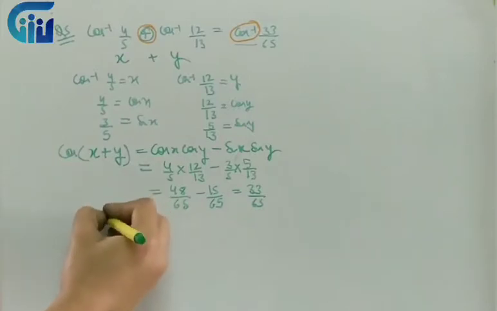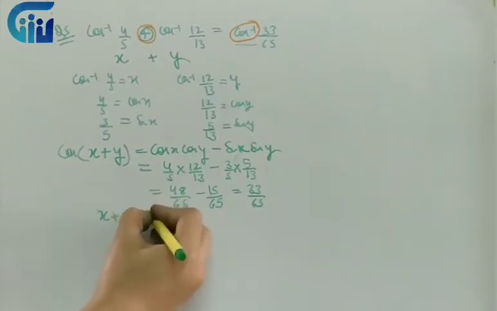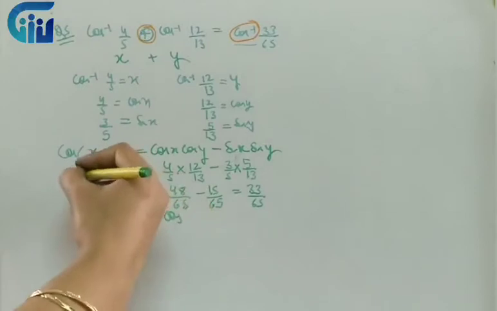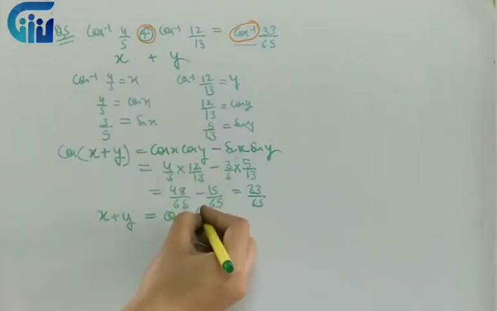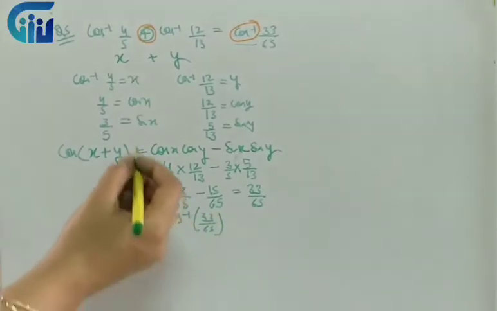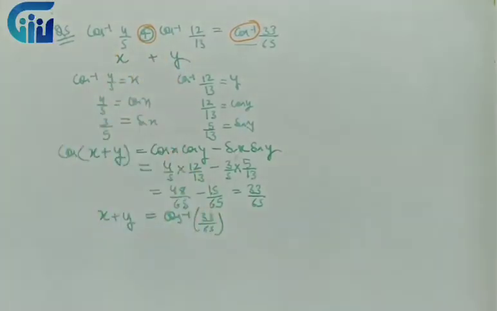So I can write x plus y by taking cos inverse of both the sides, which is appearing as if cos is going to the other side. Cos inverse 33 by 65. So what was x plus y? The left hand side. So what I am getting is the right hand side, right? So if I do it in this way, I will be easily able to solve my particular question.